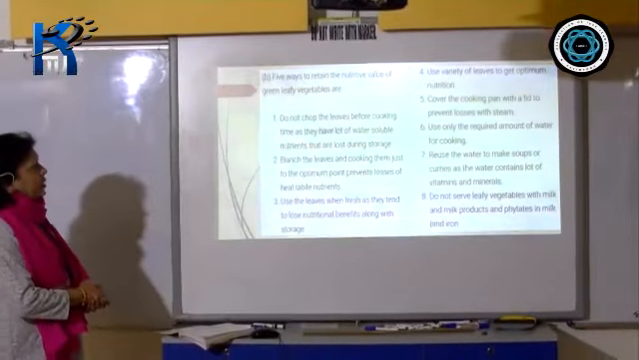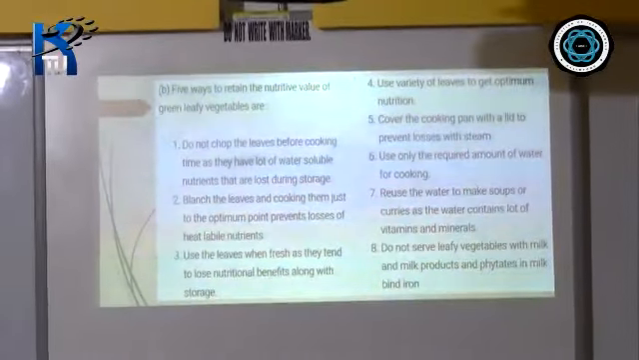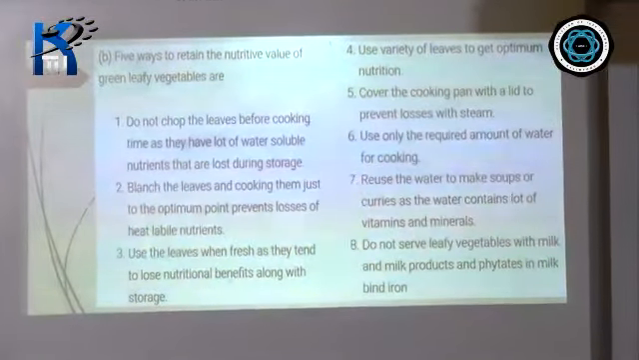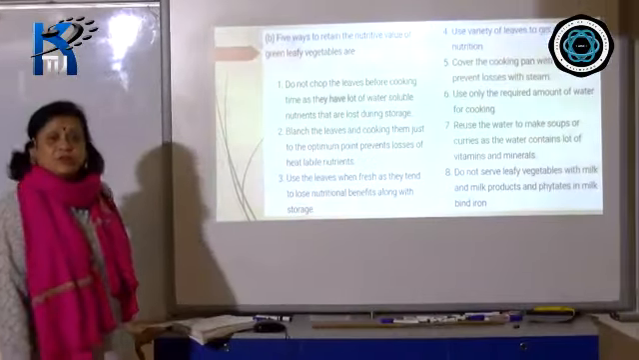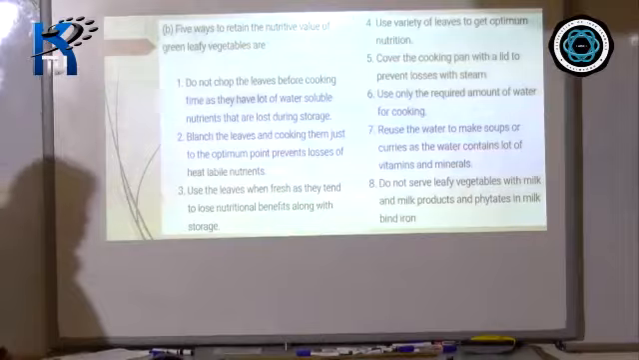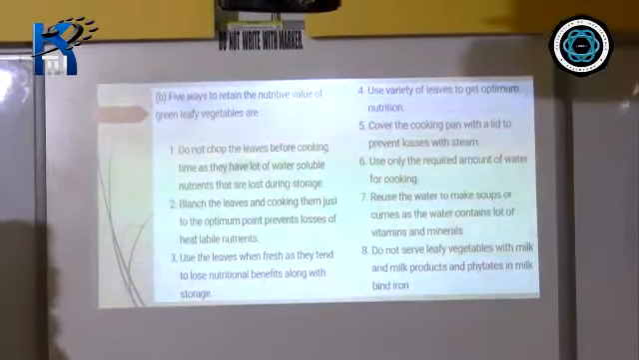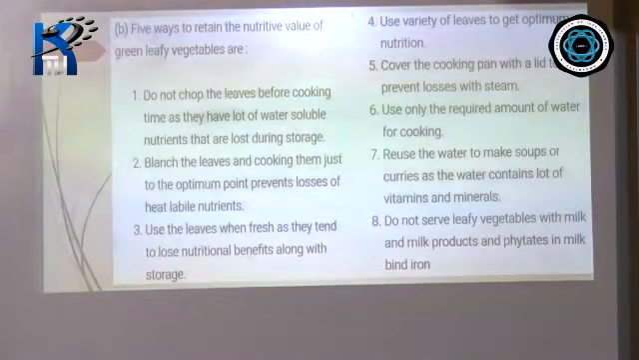Then the second question, again for 5 marks, was how to retain the nutritive value of green leafy vegetables. As we all know, leaves generally soak up water very fast. So for this reason, we must not cut the leaves before washing. They should be washed and then chopped so that we do not lose much of the nutrients. Then blanching the leaves and cooking them to the optimum point also prevents loss of heat liable nutrients. Blanching, as you know, is mild cooking, and then soaking it in cold water.